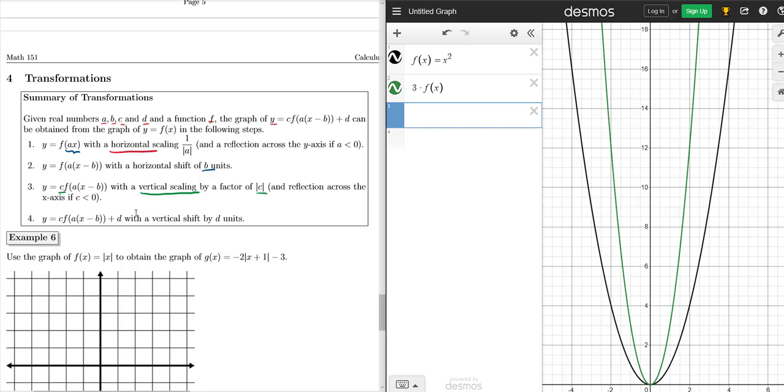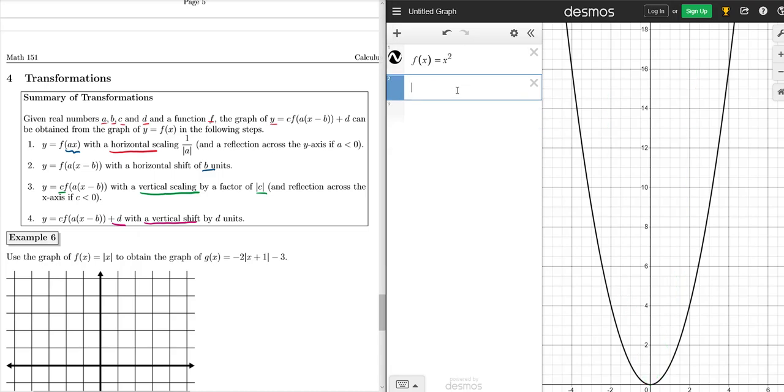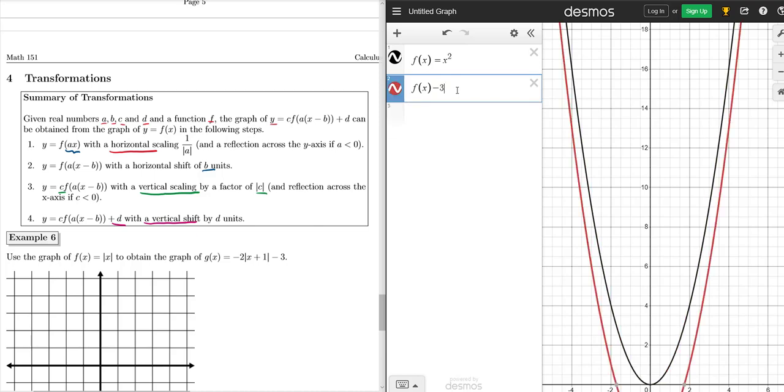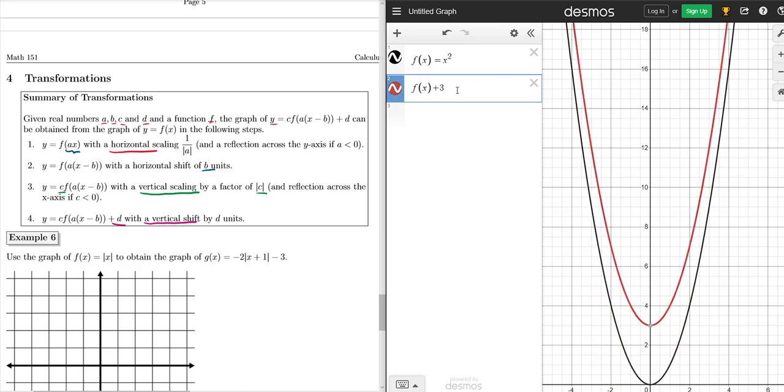It's whenever we are adding or subtracting another number d. That is going to be a vertical shift by d units. So again, we're moving in this case up or down depending on the number that we're adding or subtracting. So let's say that we try it here with f of x minus 3. Actually, let's go plus 3.